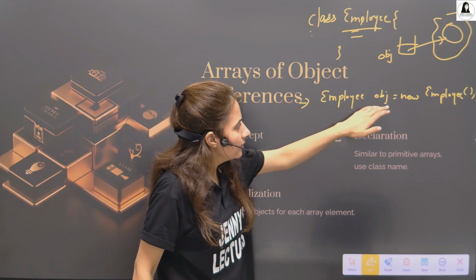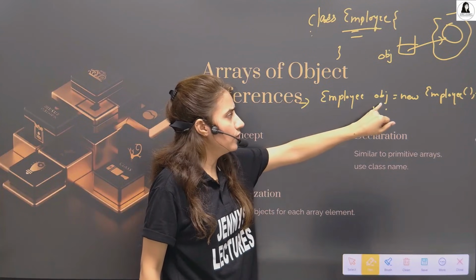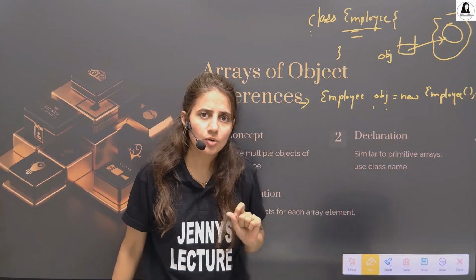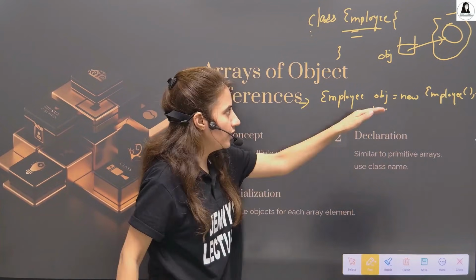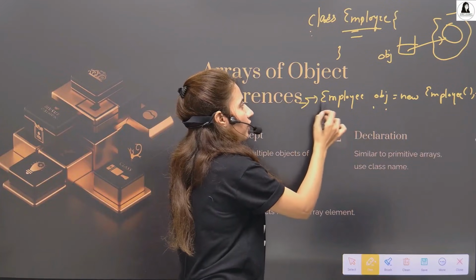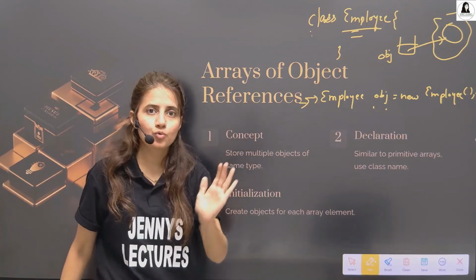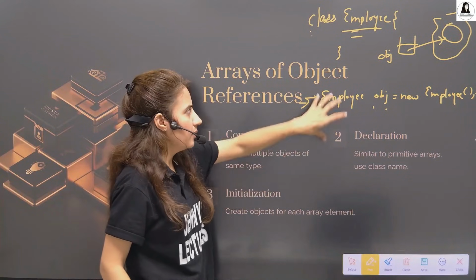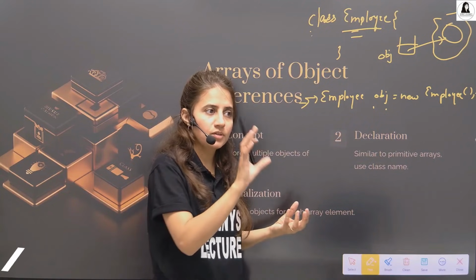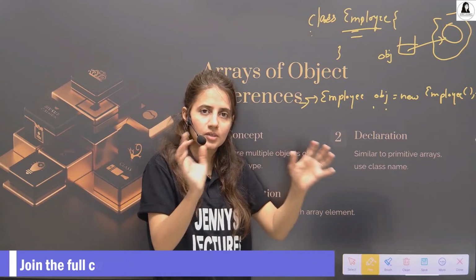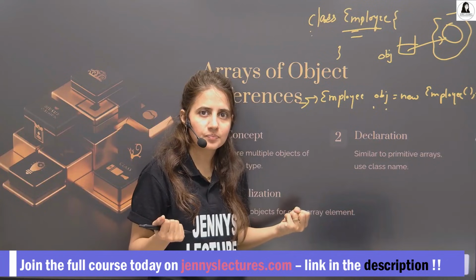Now you can create an array of these object references. This is one object. If you want to create a second object, you will simply write employee, the second object name, is equal to new, and so on. If you want to create four objects, you need to write the same line four times: obj1, obj2, obj3, obj4, or employee1, employee2, employee3, employee4. Rather than repeating this code, we can create an array of object references. Because object references are of the same type, it's a collection of object references, and an array is simply a collection of elements of the same data type, right?